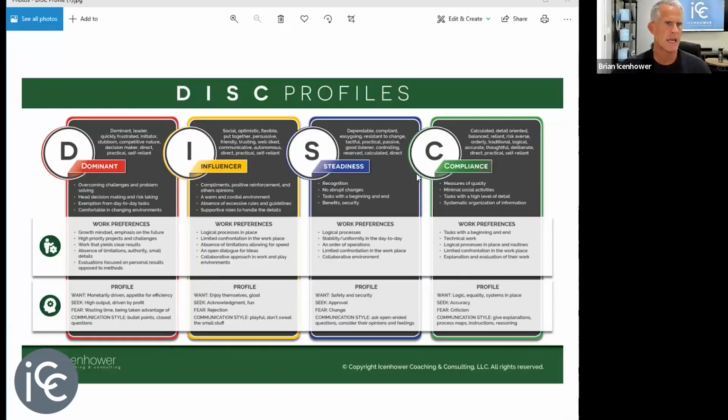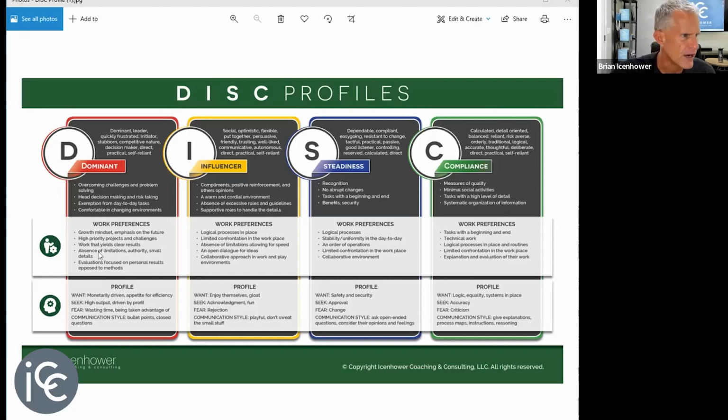Let's talk a little bit about how to mirror each of these when they come across, okay? And to do that, I'm going to show you a slightly different chart here. This is your DISC profile chart, and it kind of describes a little bit about each one here, okay? And it talks about what they prefer.